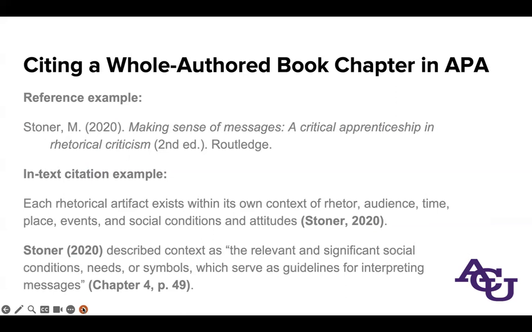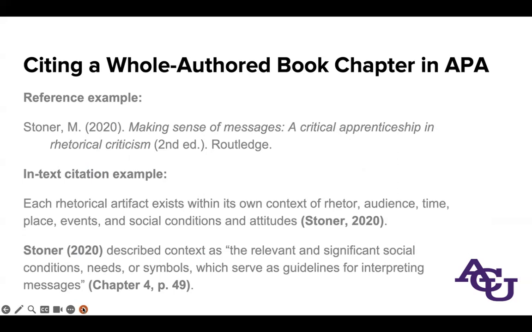Once we've written the reference, we also know how to cite in text because APA applies a format that we call author-date citation. For a paraphrase, that means you can just name the author and the year in parentheses, separated by a comma, at the end of the sentence that contains the borrowed idea. So here's a sentence paraphrase from Stoner. Each rhetorical artifact exists within its own context of rhetor, audience, time, place, events, and social conditions and attitudes. I have Stoner, comma, 2020 in parentheses at the end.